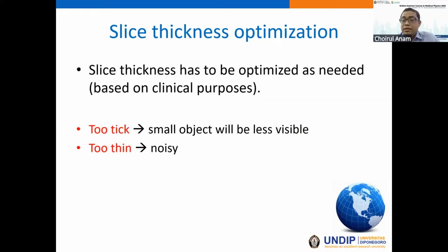Okay, so in the clinical setting, we should optimize the use of the slice thickness based on the clinical purposes, not too thick or not too thin. Because if the slice is too thick, the small object will be less visible and the spatial resolution is not good. But if you use too thin a slice thickness, the image will be very noisy. So it is very important to optimize the slice thickness depending on the specific clinical purposes.